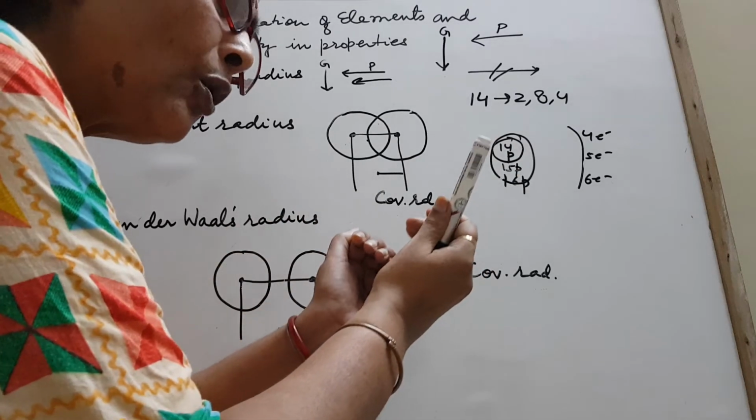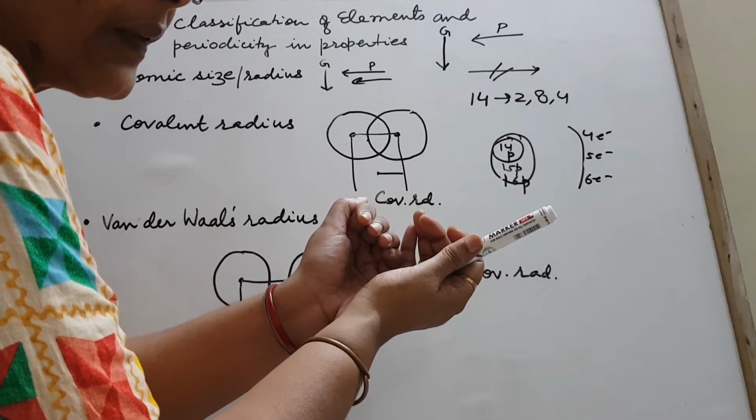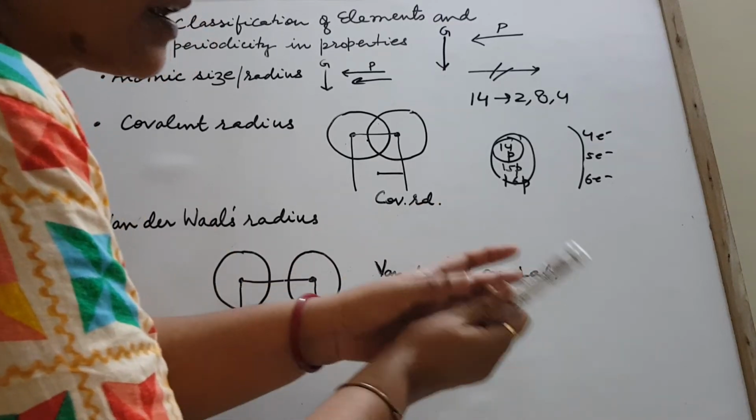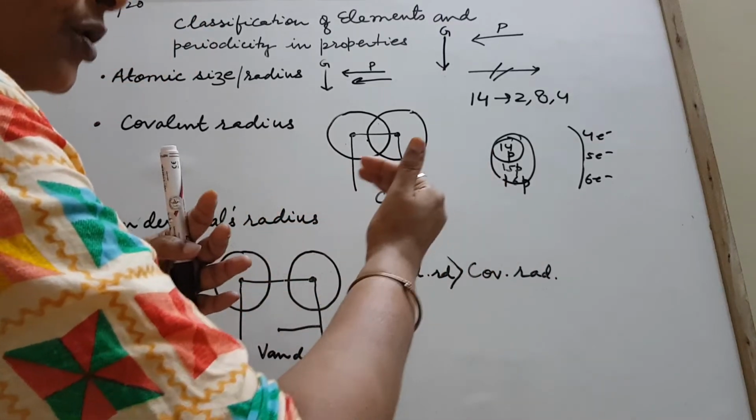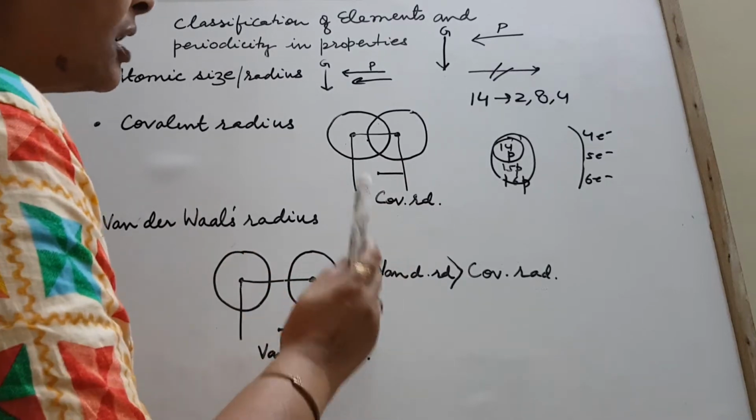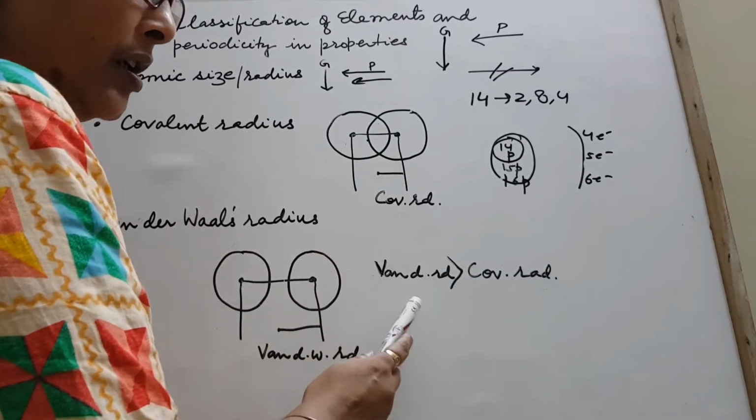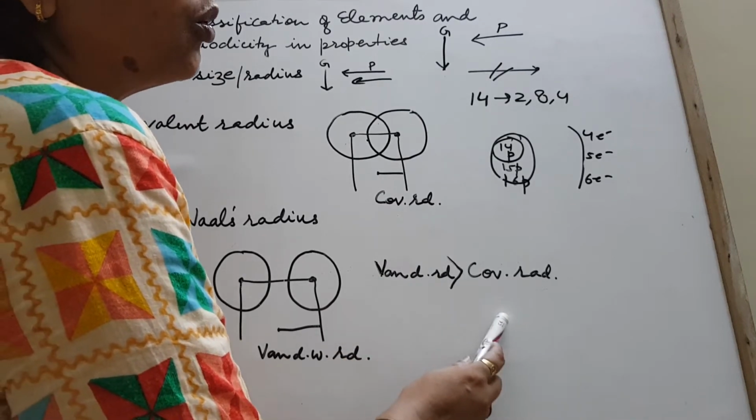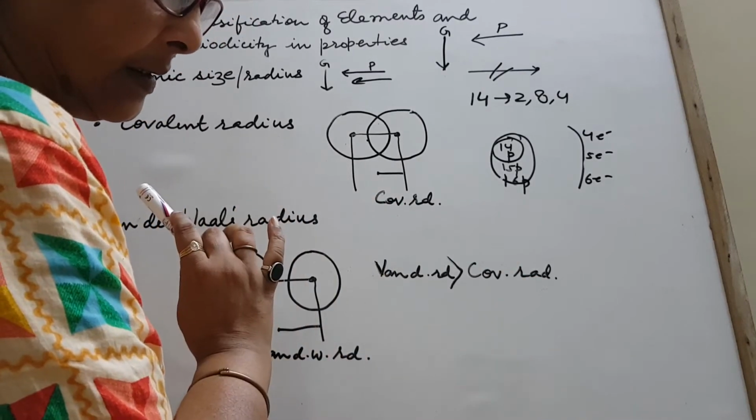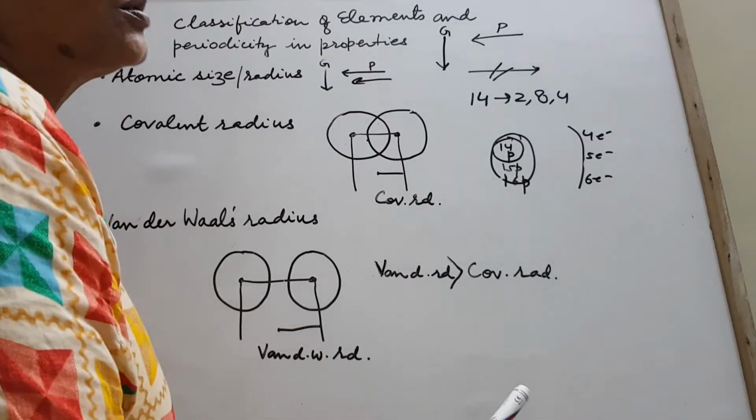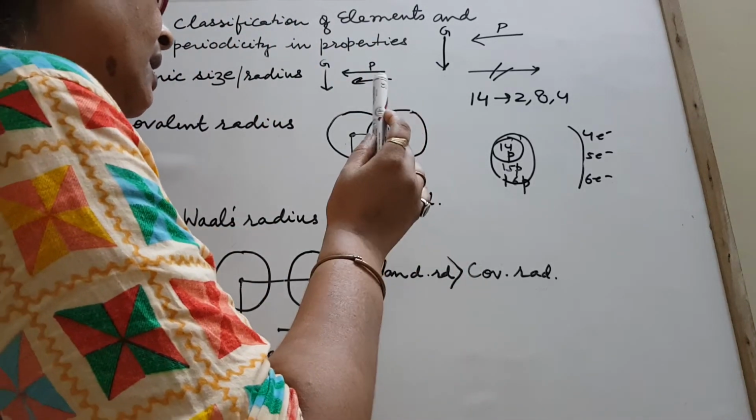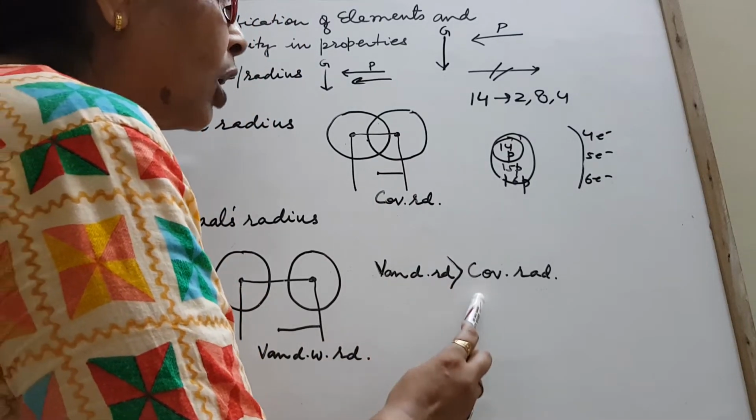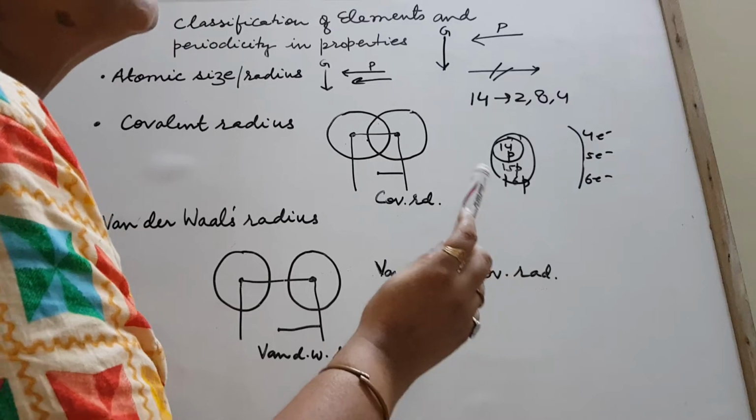Covalent is slightly lower than the actual value and van der Waals greater than the actual value. With the result, the difference between the two is quite high. The value of van der Waals radii for any element is much higher than its covalent radius. Okay? For any particular element or atom, the value of its van der Waals radii is always greater than covalent radii.